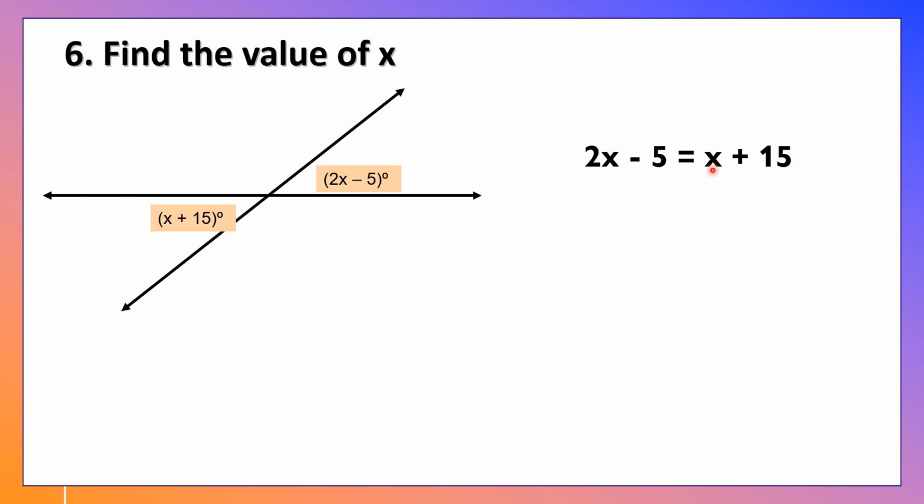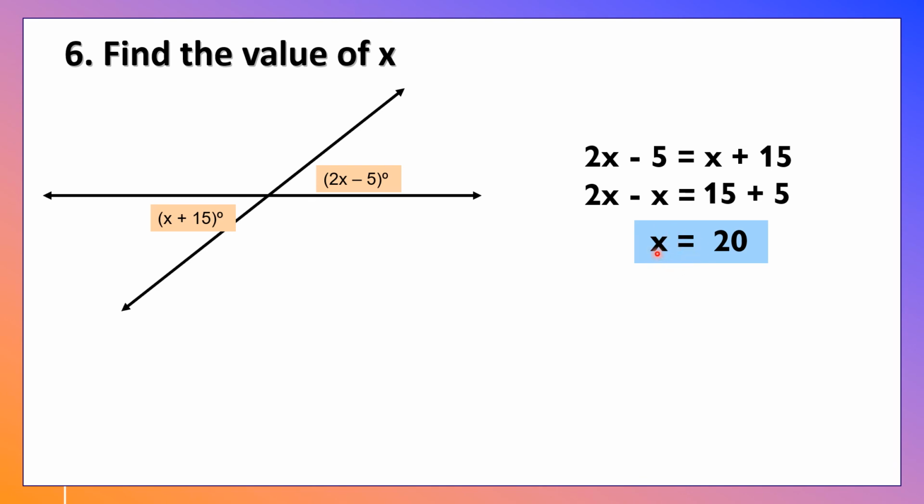So combining like terms, so we have now 2x, transpose natin yung x, so we have 2x minus x. Then transpose natin yung negative 5, so we have 15 plus 5. So 2x minus x is equal to x, then 15 plus 5 is equal to 20. So the answer is x is equal to 20.